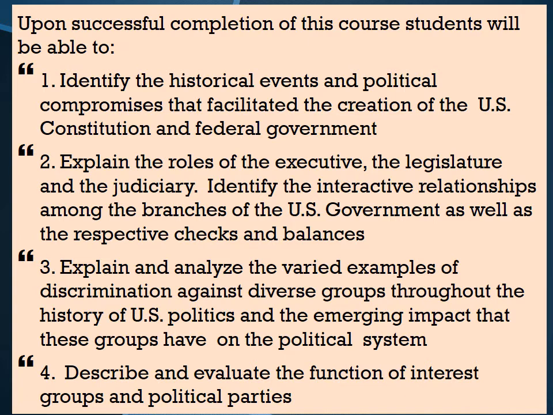Upon successful completion of this course, you'll be able to do the following things: identify historical events and political compromises that facilitated the creation of the U.S. Constitution and federal government; explain the roles of the executive, the legislature, and the judiciary; identify the interactive relationships among the branches of the U.S. government as well as their respective checks and balances; explain and analyze the varied examples of discrimination against diverse groups throughout the history of U.S. politics and the emerging impact that these groups have on the political system; and describe and evaluate the function of interest groups and political parties.